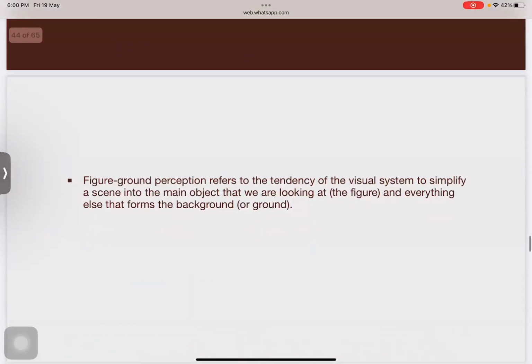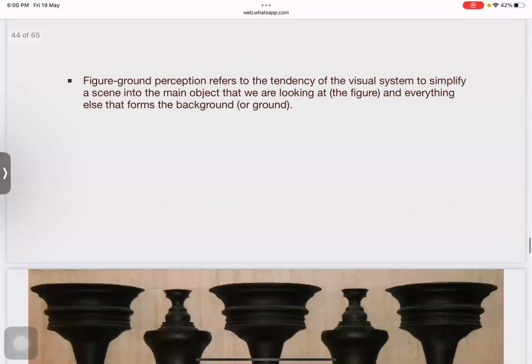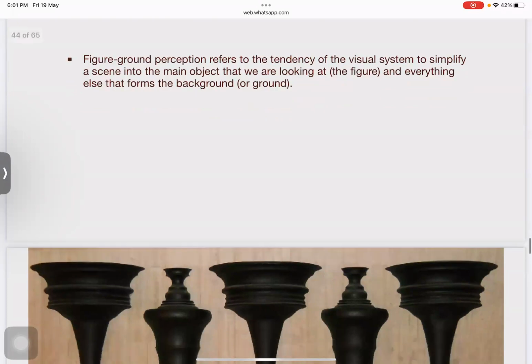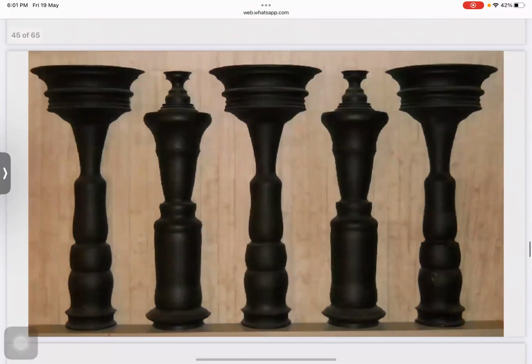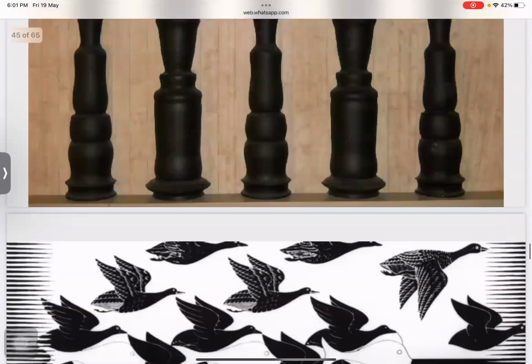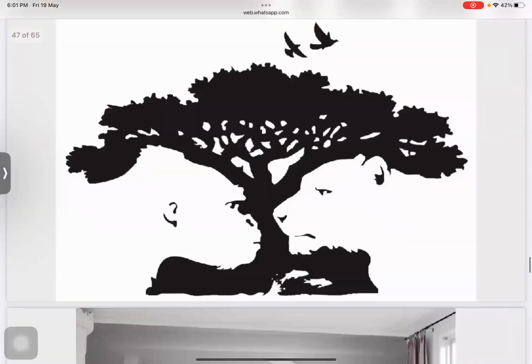Okay. So figure and ground perception refers to the tendency of a visual system to simplify a scene into a main object that we are looking at, the figure, and everything else that forms the background or ground. Okay. This is all about figure and ground. Now, along with this, we have a few examples over here, similar to a chess board, which gives you an idea about how figure and ground has been achieved. Okay, we will just scroll through these.